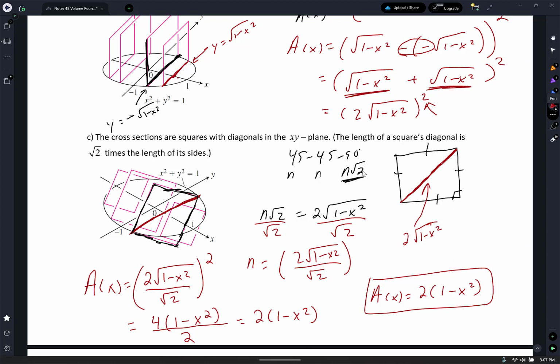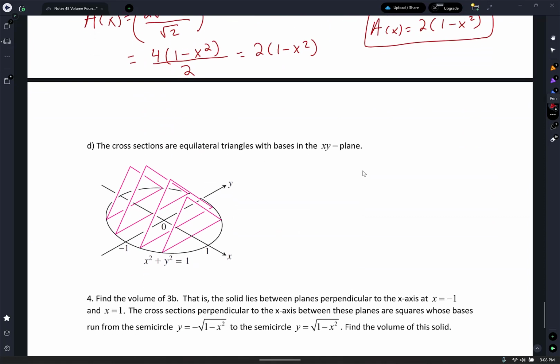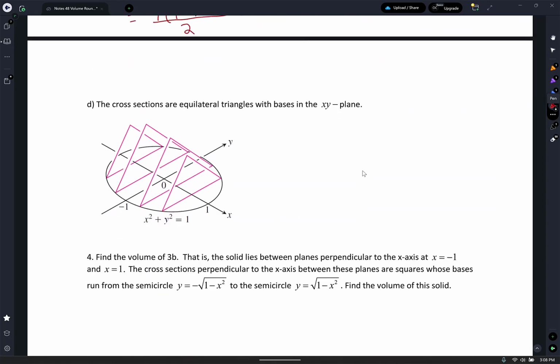Oh, I didn't even look at this. Maybe this would have helped us. The length of the square's diagonal is square root of 2 times the length of its side. Yeah, that would have helped. Well, it's the same. We got it: the length of the side times square root of 2. All right. Go to the next page. Oh, no. These are equilateral triangles. Okay, I'll stop.